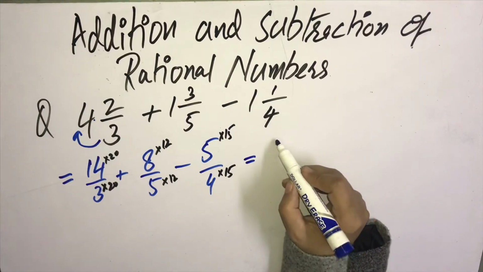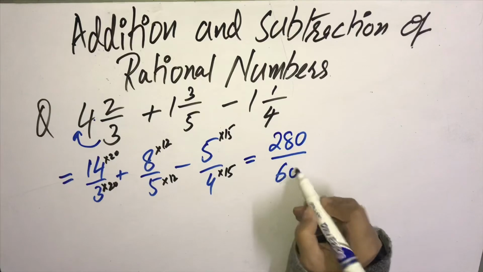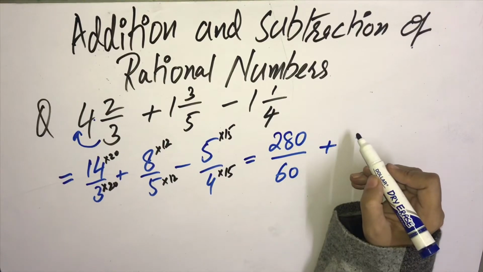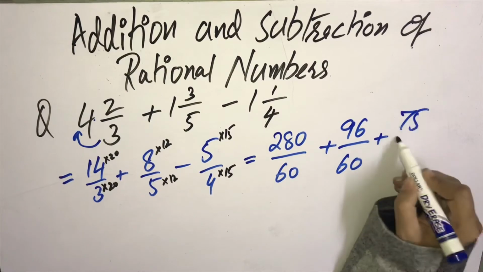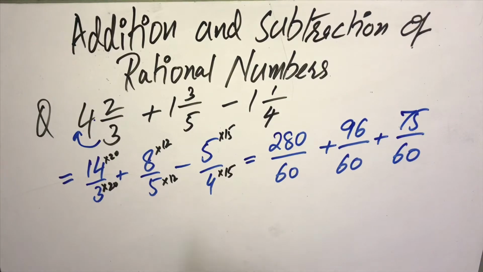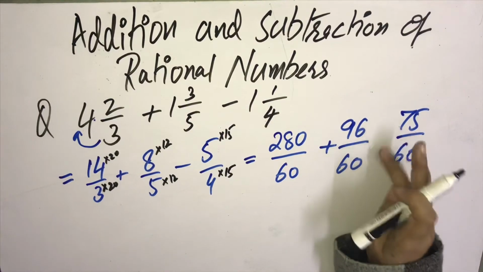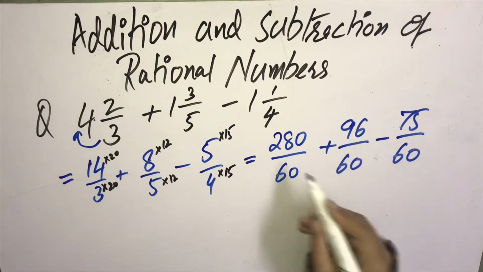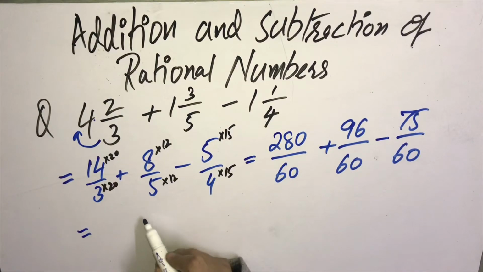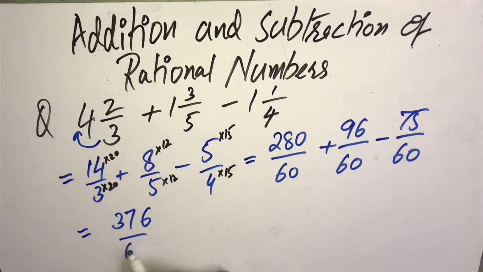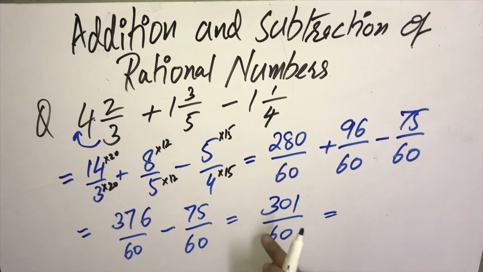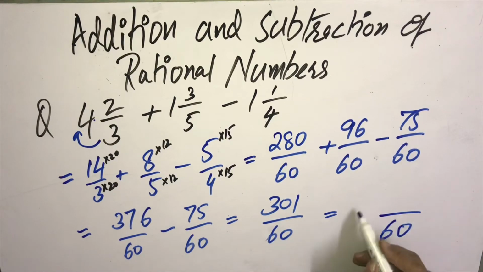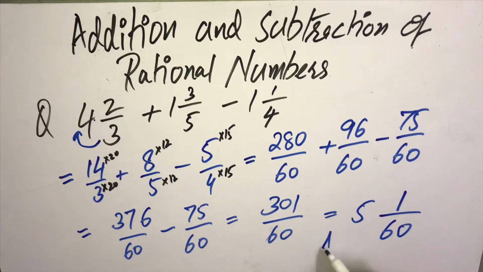14 multiply 20, 280. 12 8 times, 96. 75 over 60. It was minus. Okay, first we shall add these two. 280 plus 96, 376 over 60 minus 75 over 60. We have 301 over 60. And when we convert it into a mixed number, 60 5 times is 300, so 5 whole 1 by 60. This is the answer.